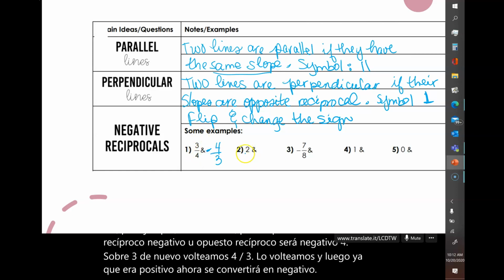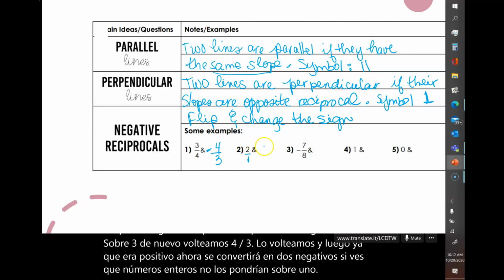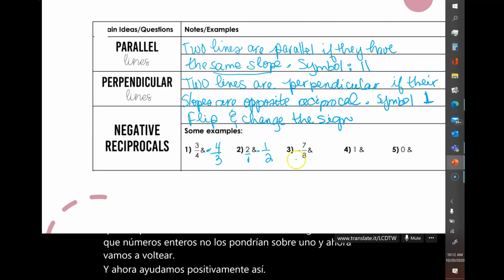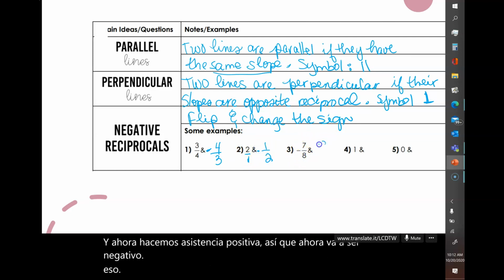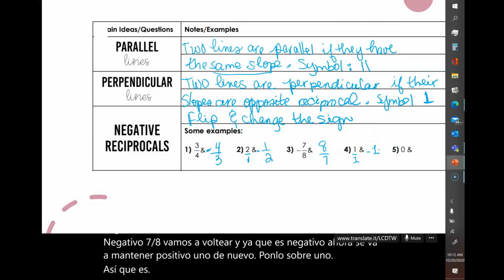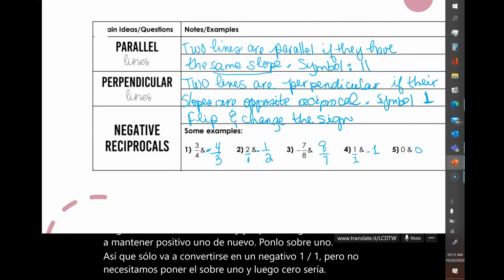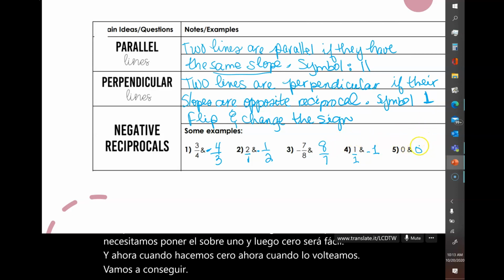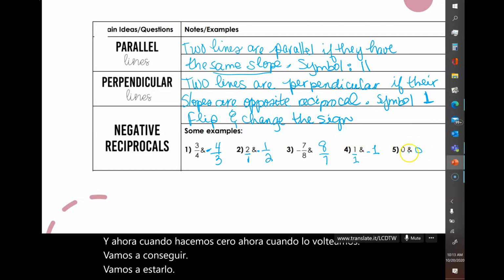2, if you see whole numbers, go ahead and put them over 1. And now we are going to flip. And since it's positive, now it's going to become negative. Negative 7/8, we are going to flip, and since it is negative, now it is going to stay positive. 1, again, put it over 1, so it's just going to become a negative 1, but we don't need to put the over 1. And then 0 will be 0. And when we flip it, we are going to be dividing by 0, so that's actually going to be undefined.